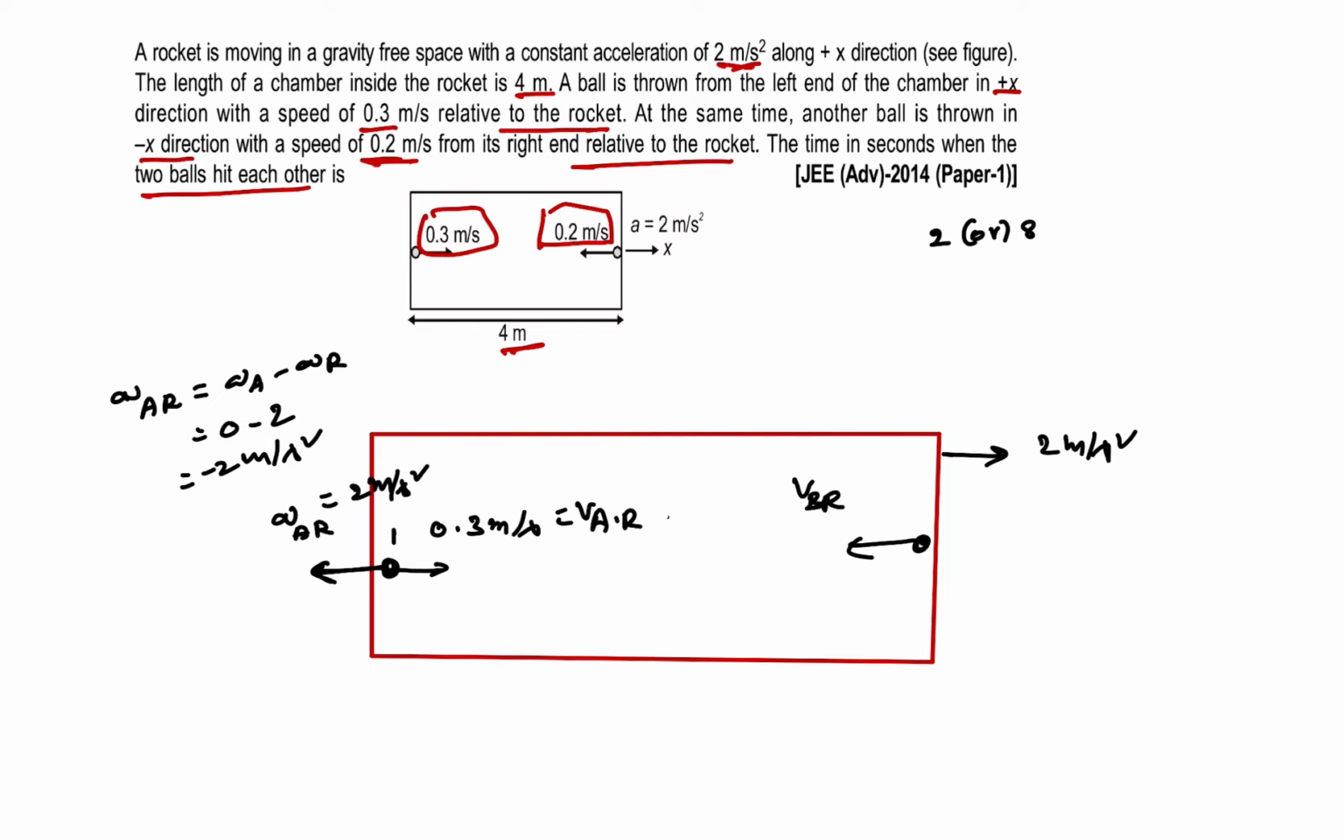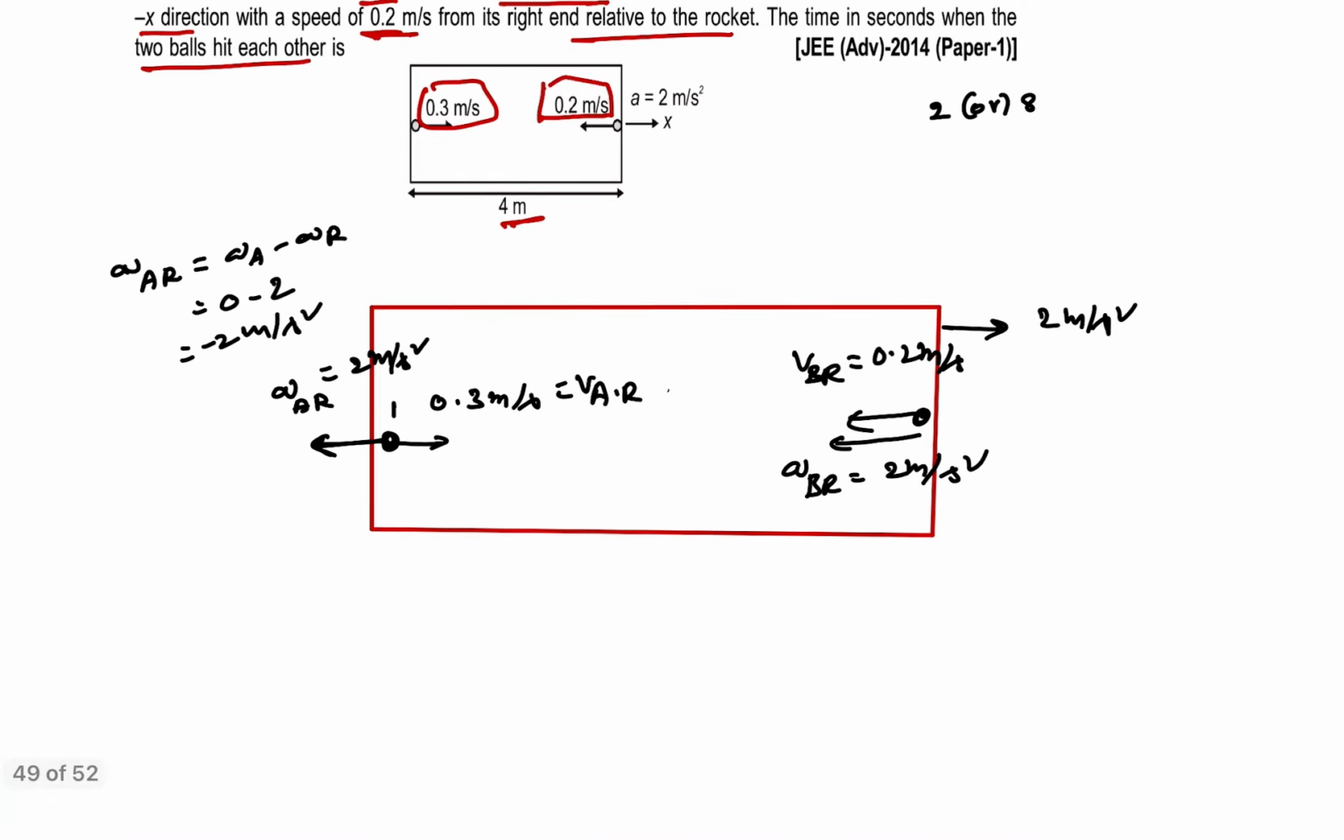Similarly, ball B is there, no? We can see this is the velocity of ball B with respect to rocket. That value is 0.2 meter per second, and its acceleration, the acceleration of B with respect to rocket, is equal to 2 meter per second square. This is given data. Now we can see the separation between them is 4 meters.